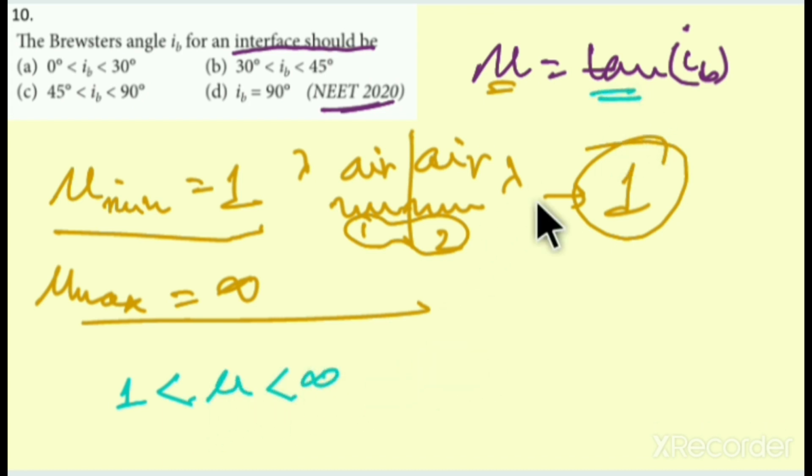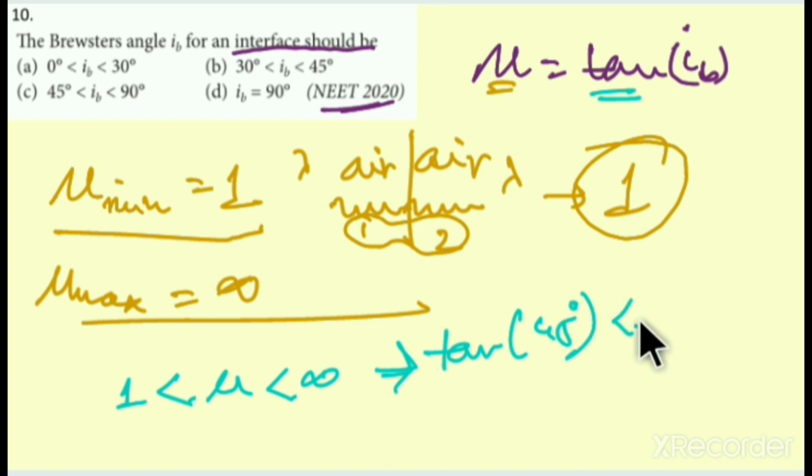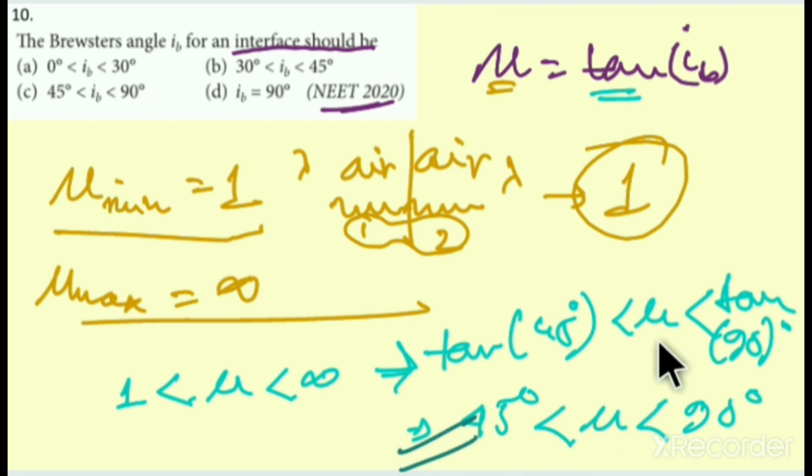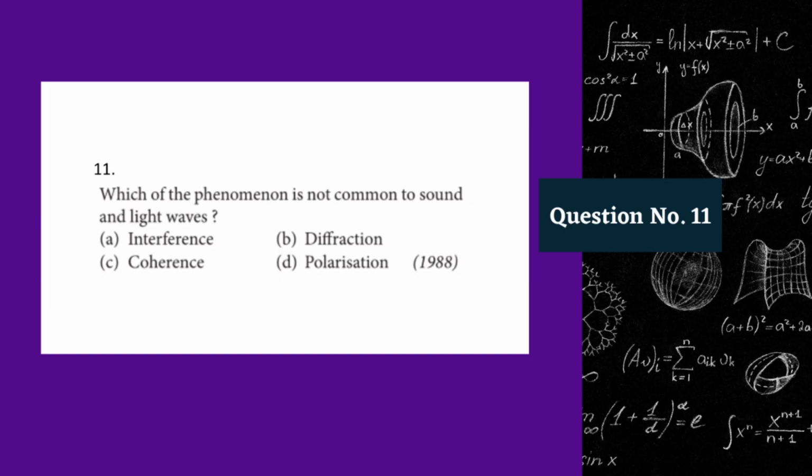And if we convert it into tan, tan 45 degree is 1, and tan 90 is infinity. So mu lies between 45 degree and 90 degree. So this is our desired answer, and option C will be our correct answer. I hope you understand.